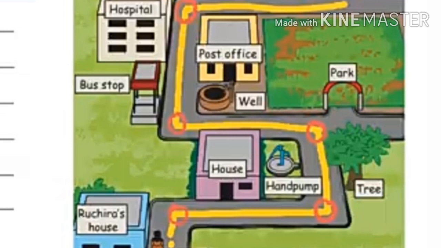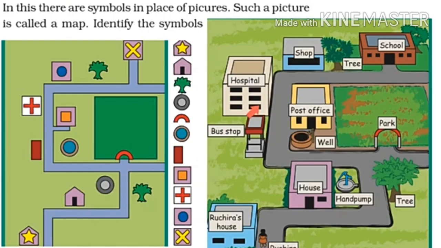She had to take a turn 5 times on her way from home to school. Children, now let us move on to the next point, that is about map. What is a map? Maps are drawings which show where different places are located.